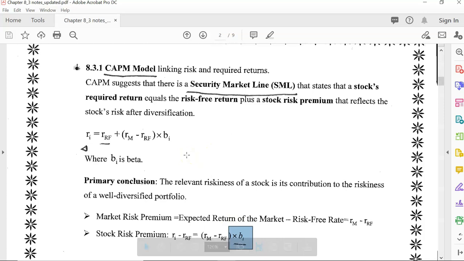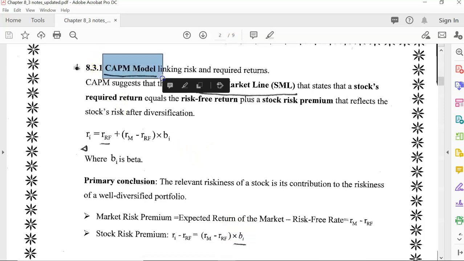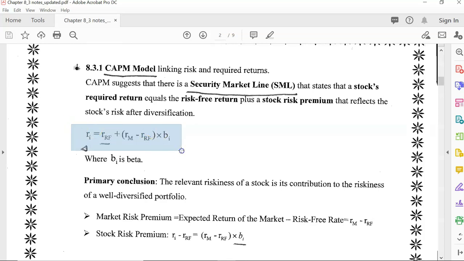So when we combine these two concepts, we have the CAPM model. The stock return RI equals the risk-free rate plus stock risk premium, and stock risk premium equals market risk premium multiplied by beta. So we have RI, the stock return, equals risk-free rate plus market risk premium, which is market return minus risk-free rate, multiplied by beta. Here we have the CAPM model, the capital asset pricing model, to evaluate stock return if we already know the risk-free rate, market return, and beta. We can use this model to calculate stock return.